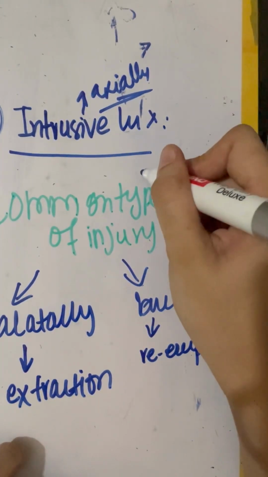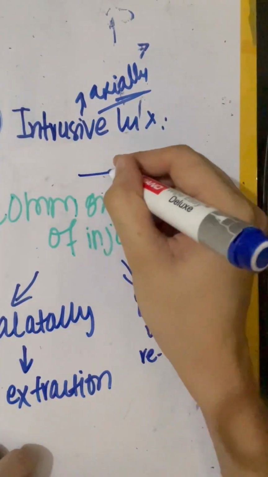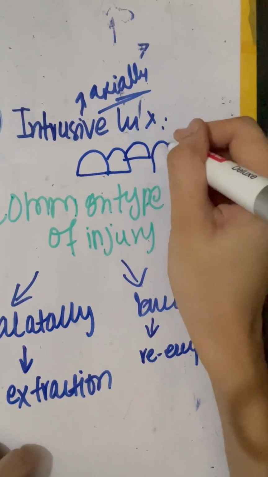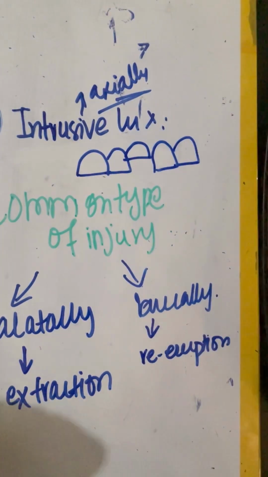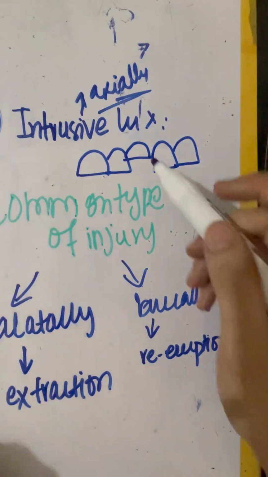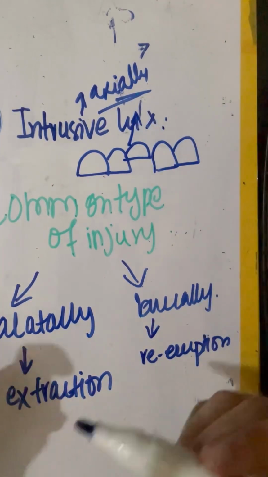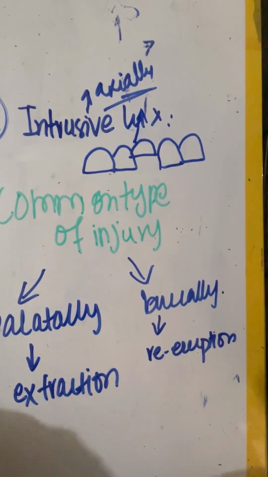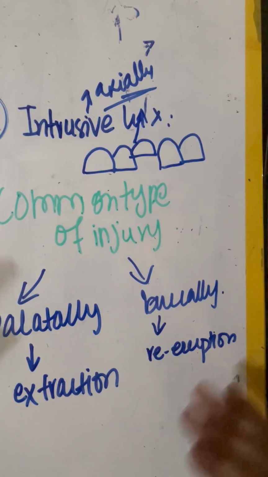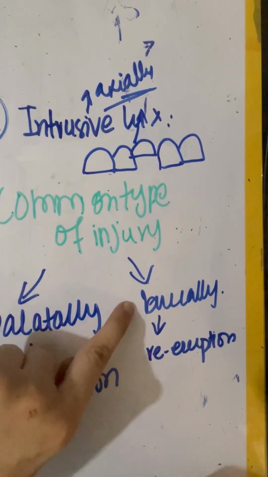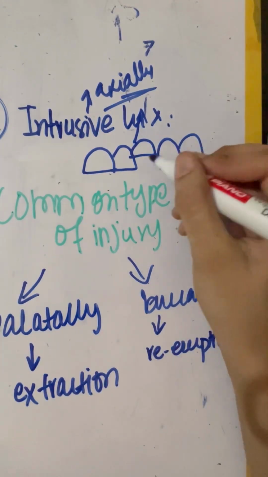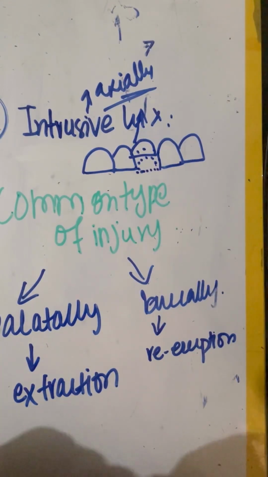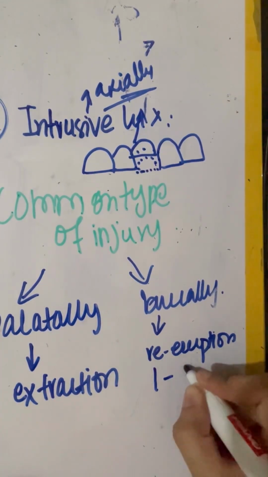Because in intrusive luxation, you will see how the tooth presents. These are normal teeth, and this is the intruded tooth, and again normal teeth. It is going inwards, axially, into the socket. So if the root is going palatally, it will disturb the permanent successor. We have to do extraction. But if the root is going buccally, there are chances that it will come again to its original place. The re-eruption can occur within 1 to 6 months.